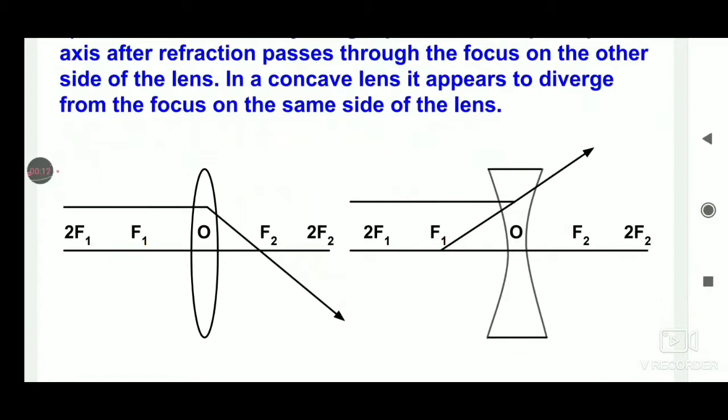First one, a ray of light from the object parallel to the principal axis, after refraction from a convex lens, passes through the principal focus on the other side of the lens as shown in the first figure, and in case of concave lens the ray appears to diverge from the principal focus located on the same side of the lens as shown in the second figure.